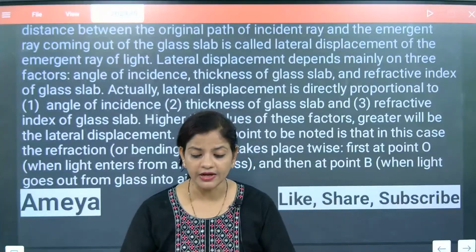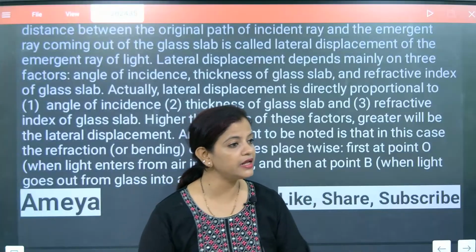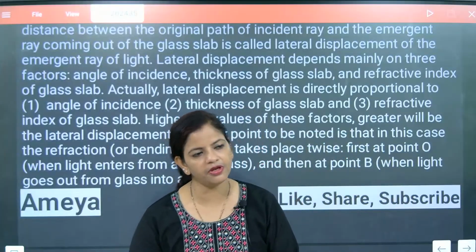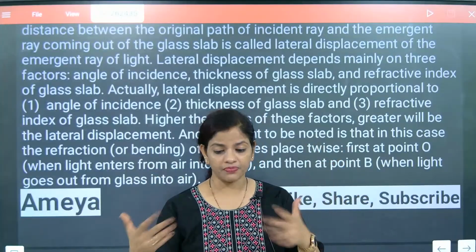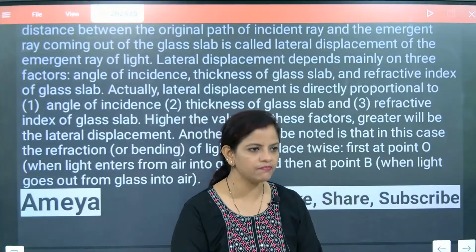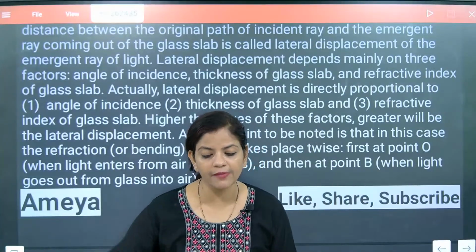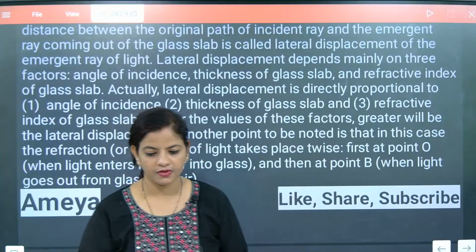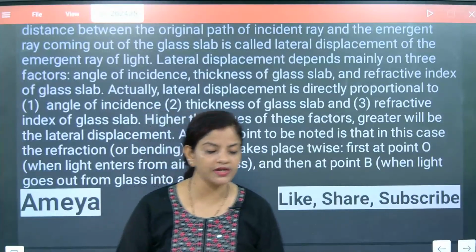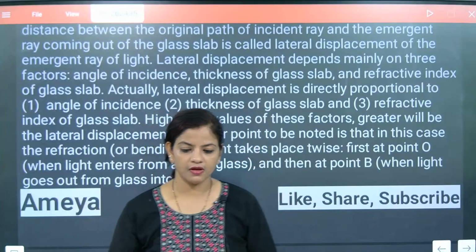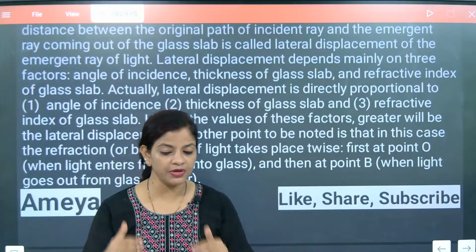When the rays are entering, listen very carefully. When the rays are entering from a rarer medium to a denser medium or a denser medium to a rarer medium, do all the rays enter at one time or one by one? Come on, say beta. Very good. Absolutely correct, beta. They will be entering at one time. So only the speed varies.